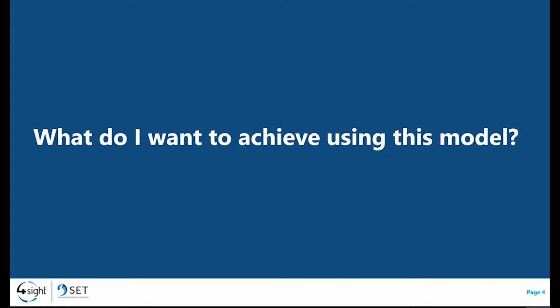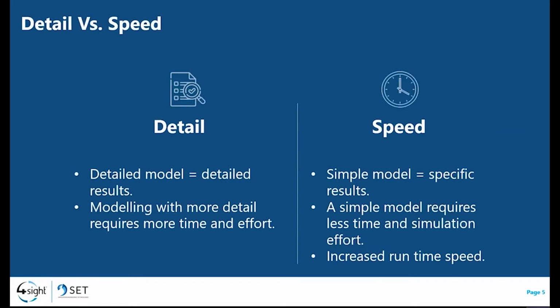Do you need a detailed model that will be able to provide you with more information regarding your system? Or do you need a simple model that is quick to construct and will just give you specific results? So there is a definite trade-off between having a detailed model and having a simple model that just gives you specific results. And this trade-off is between detail and speed.